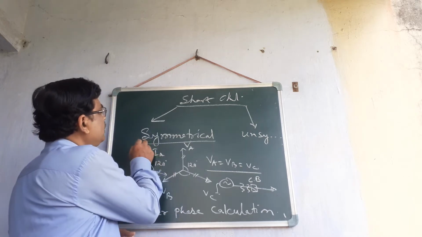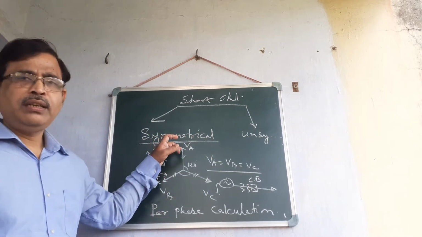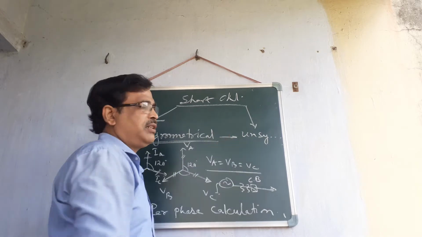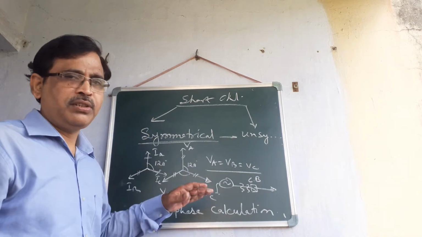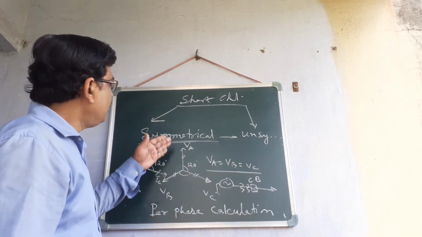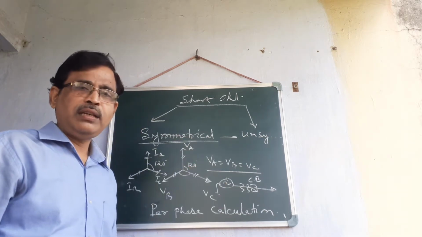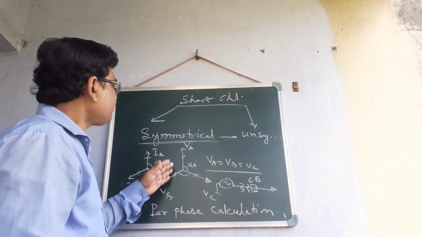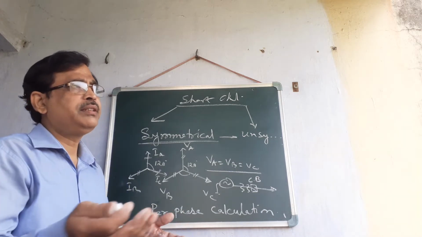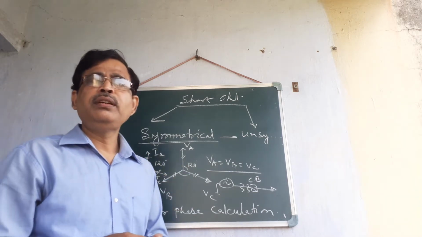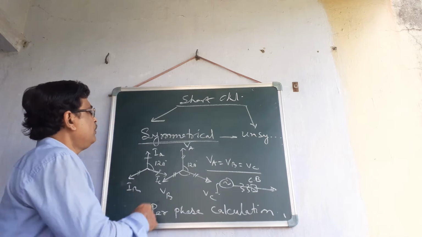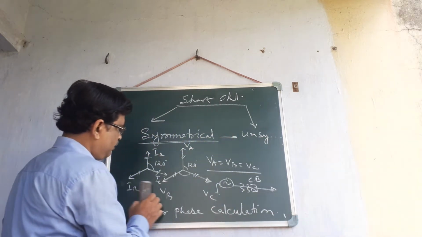Okay, now we will focus our attention on symmetrical fault, and after completion of this we will move to unsymmetrical fault. So let us start with symmetrical fault. Symmetrical fault means, once again, single phase calculation is enough, and all the phase voltages are 120 degrees apart, and their magnitudes are equal. If we are able to calculate VA, then VB and VC can be easily found, or if we are able to calculate IA, then IB and IC can be easily found. So let us start with symmetrical fault.